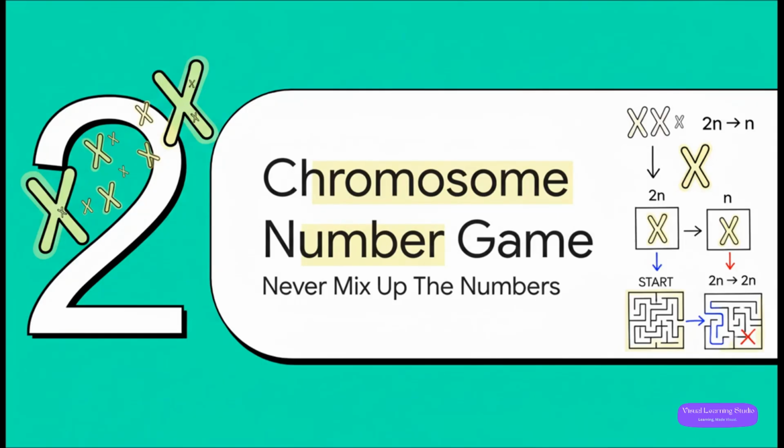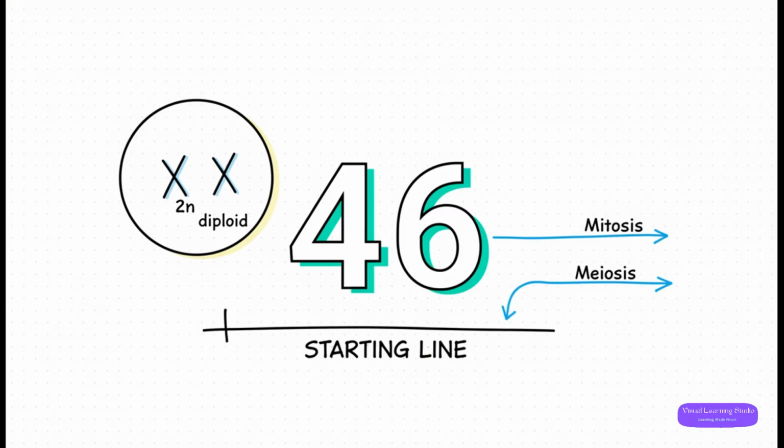Okay, so you've got the purpose down. Awesome. Now let's get into the chromosome number game. This is a huge deal for exams, and it's where a lot of people get tangled up. But I promise you, once you see it, it's actually super simple. So here's the thing. Both of these processes, mitosis and meiosis, they start at the exact same starting line. They begin with one single parent cell that has a full set of 46 chromosomes. We call this a diploid cell. Basically, it's got two sets of chromosomes, one from each of your parents. This is where it all begins.